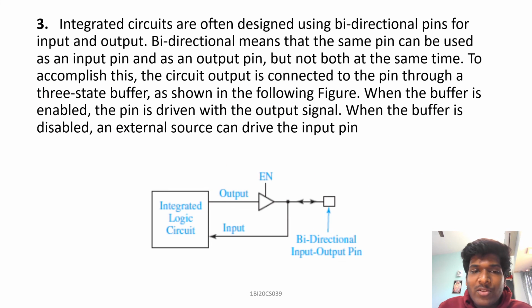Coming to application number 3, integrated circuits are often designed using bidirectional pins for input and output. Bidirectional means that the same pin can be used as an input pin and as an output pin, but not both at the same time. To accomplish this, the circuit is connected to the pin through a three-state buffer as shown in the following figure. When the buffer is enabled, the pin is driven with the output signal. When the buffer is disabled, an external source can drive the input pin.